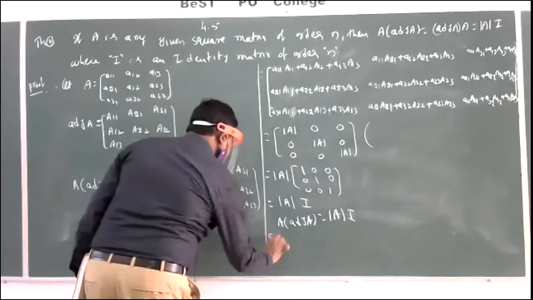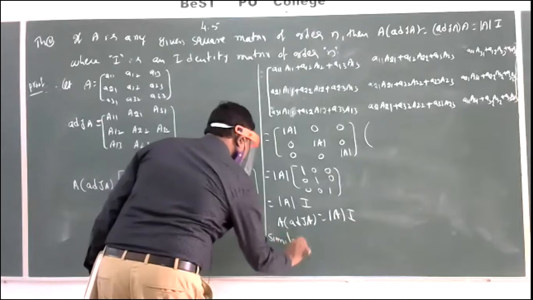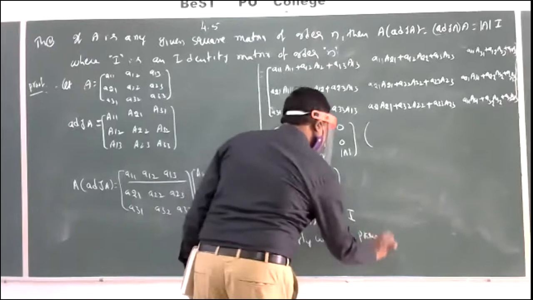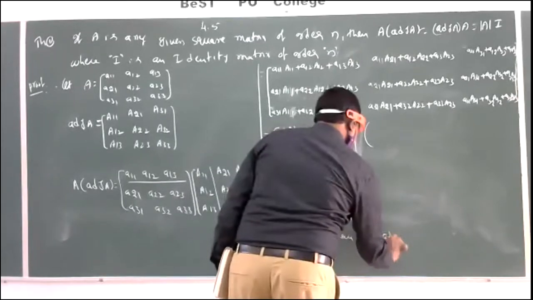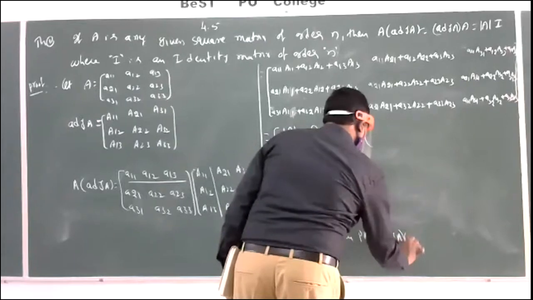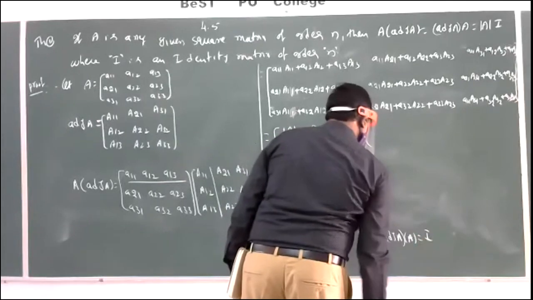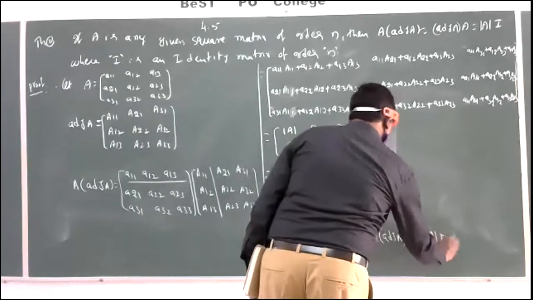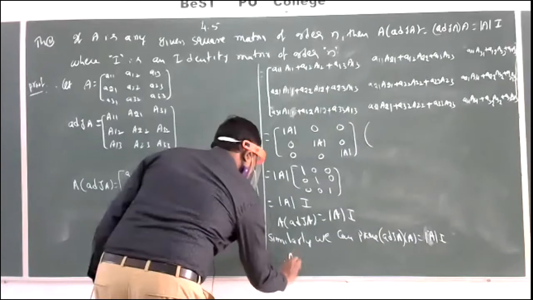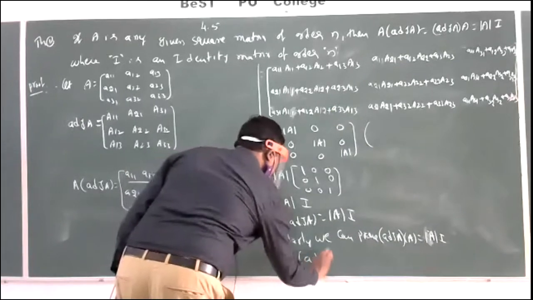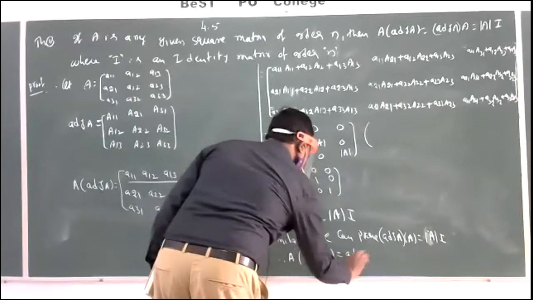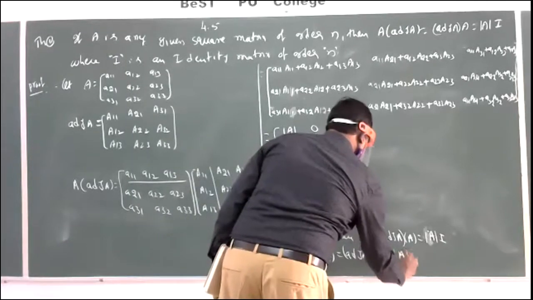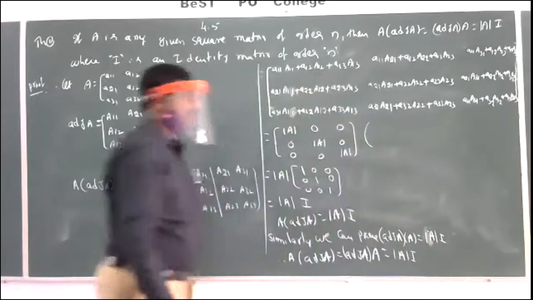Similarly, we can prove adjoint A into A equal to det A into I. Therefore, A into adjoint A equals adjoint A into A, that equals det A into I. Note down.